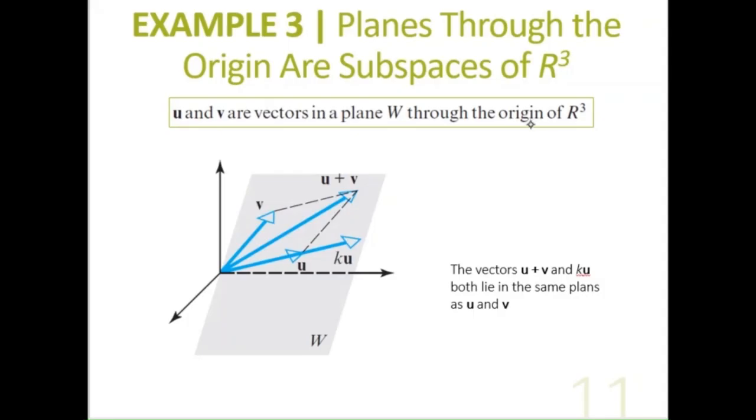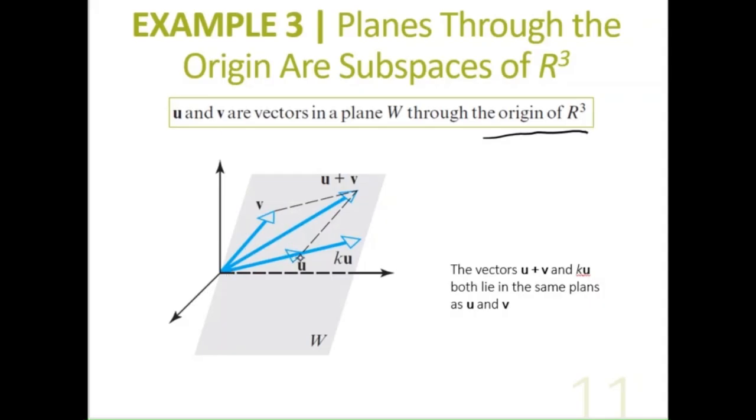And once again, make sure that you note that this plane W is going through the origin of R3. So if U and V are vectors in plane W through the origin of R3, then we can see that U plus V and kU also lie in the same plane W for any scalar k. So you can see that from this particular picture here.